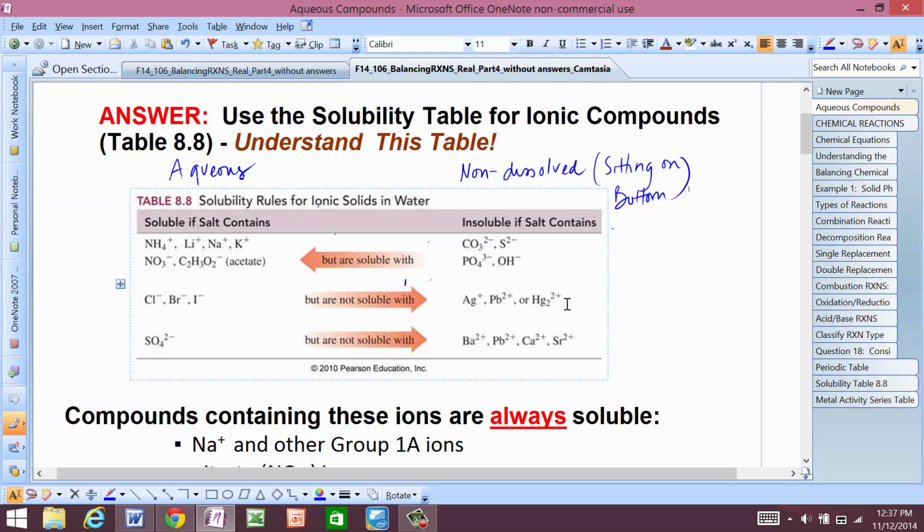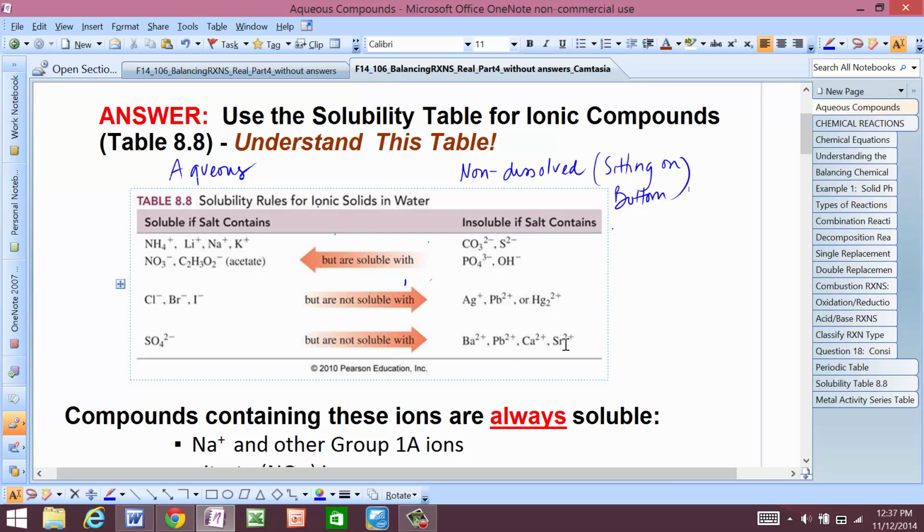These, as compounds, as elements get larger and ions get larger and larger, like silver and lead and mercury and barium, it gets harder to keep them in solution. They're just too big. Another soluble ion is sulfate ion. It's generally soluble unless it's paired with this large barium ion, lead ion, calcium, and strontium ion.